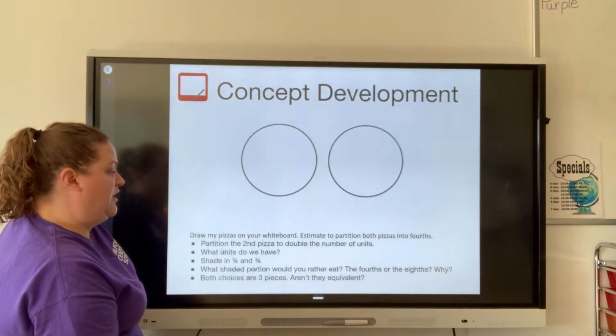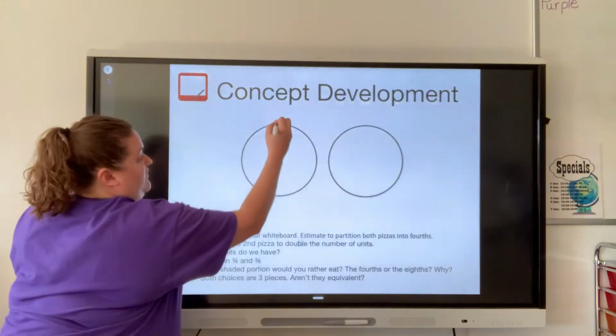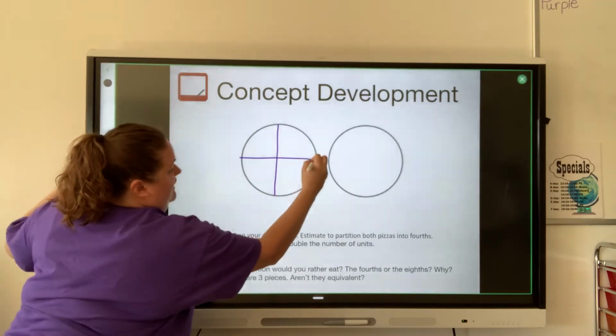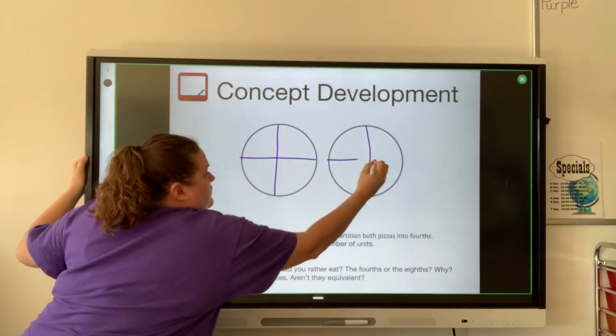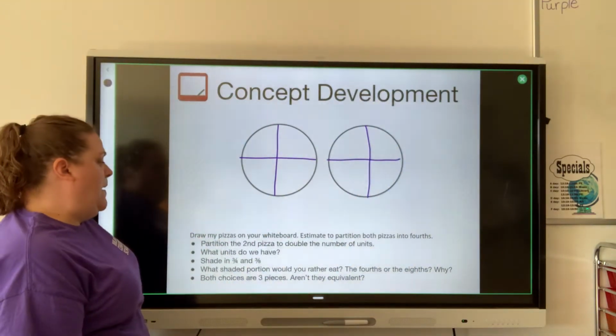So it says draw 2 pizzas on your whiteboard. Estimate to partition both pizzas into fourths. So the unit fraction I'm dealing with is fourths. So I'm going to divide this one into fourths, which is nice and easy to do because it's not an odd number. When you're dividing circles into odd numbers, it makes them way more challenging. Nice and equal. Fourths. They're each divided into fourths.